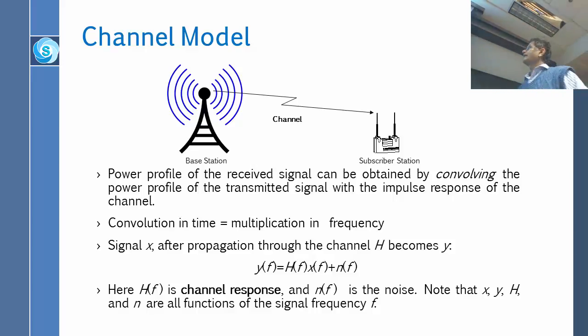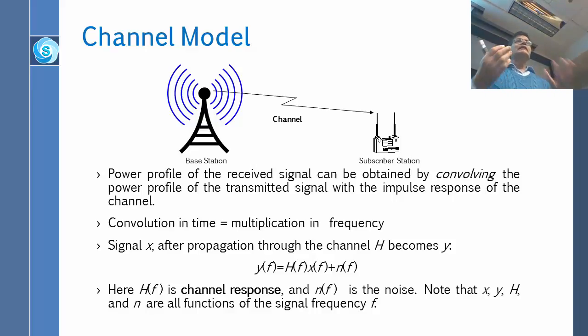So the signal X after propagation through the channel H becomes Y, where Y is a function of frequency. So you can plot it as a function of frequency. What is the power? Y(F). Y as a function of F is H as a function of F times X as a function of F plus N as a function of F. So everything is a function of F, but H is the channel model, X is the transmitted signal. So this is sent and this is received. So they basically multiply.